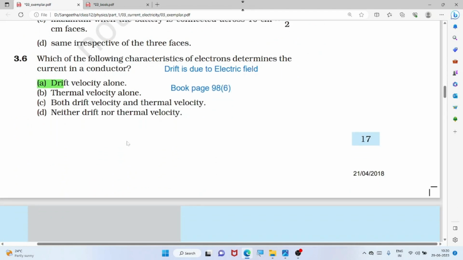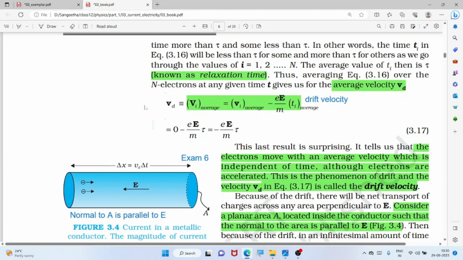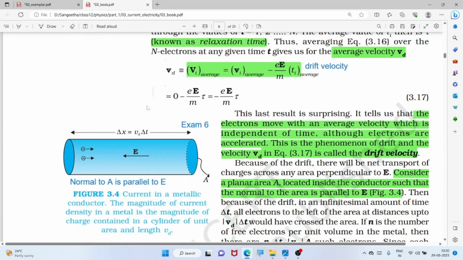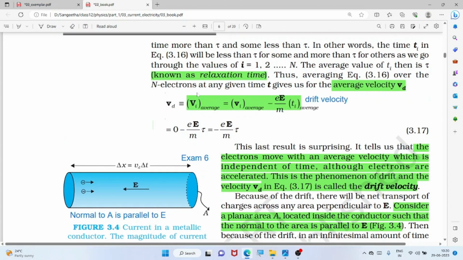Which of the following characteristics of electrons determine the current in the conductor? The drift velocity alone determines the current in the conductor. Okay, this is the drift. Electrons move with a velocity, and the current depends on the drift velocity. So you can go through what the drift velocity is and how the electric field affects this drift velocity.